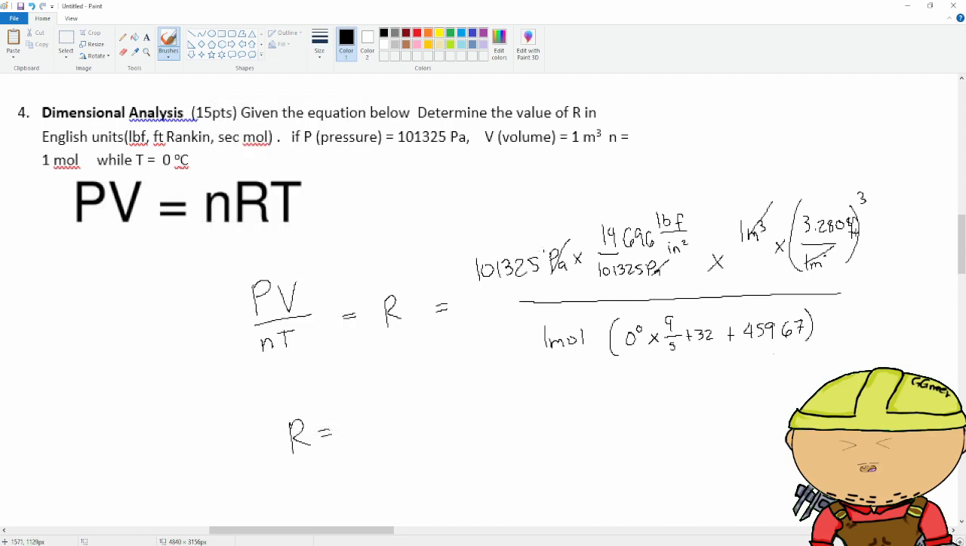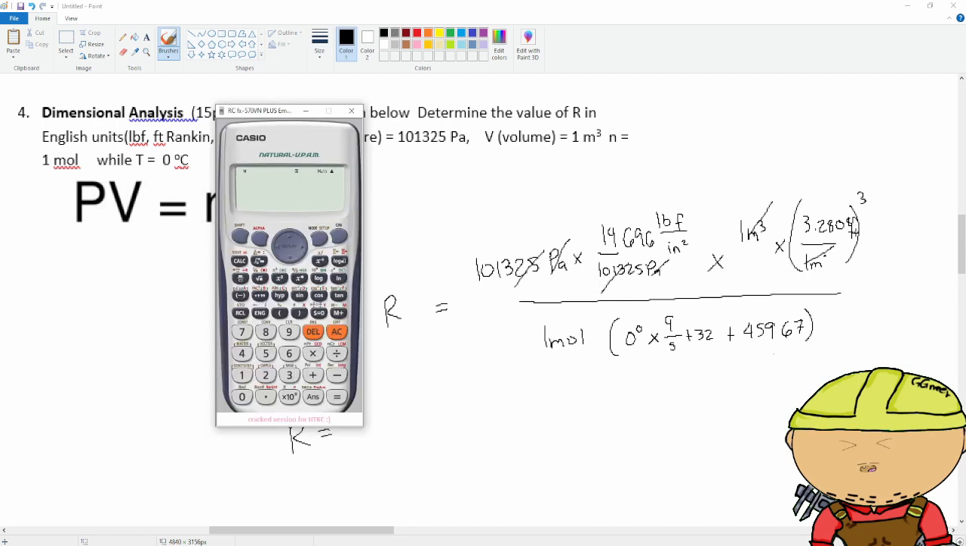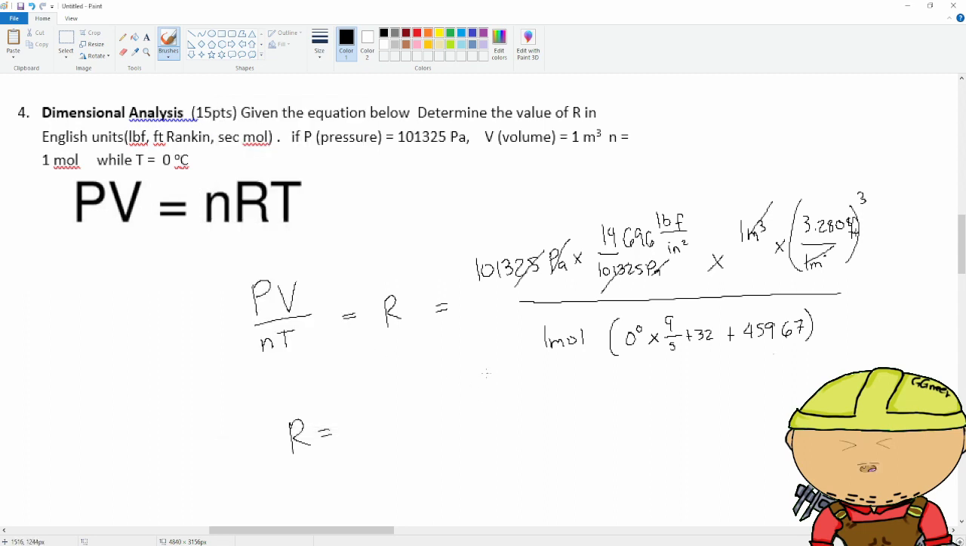Cancel 101,325 because that's the same number. 14.696 times 3.2808 cubed, divided by parenthesis 32 plus 459.67, gives 1.0555 pound force per inch squared, feet cubed over mole Rankine.